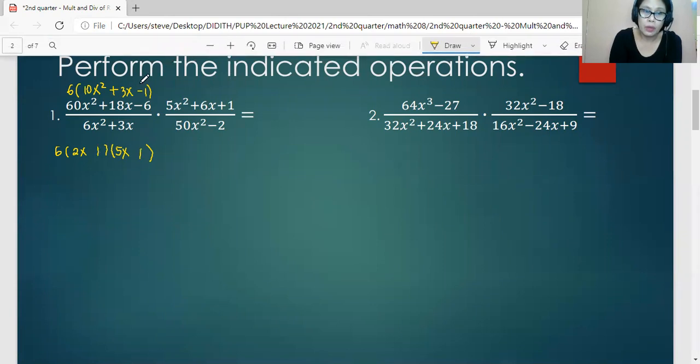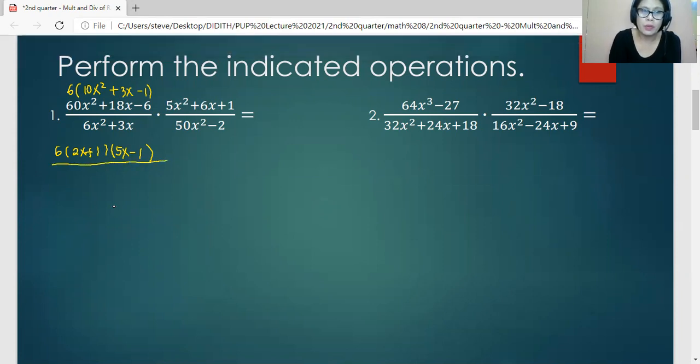And we have to know that the middle term here is 3x. So since this is 1 times 5x, we'll get 5x. And then this is 2x times 1, we'll get 2x. And the difference will be 3x. So this matches here. So this has to be positive, and then this must be negative to obtain the 3x as the middle term.